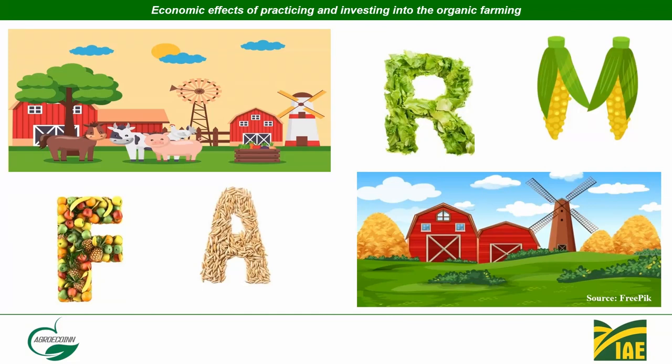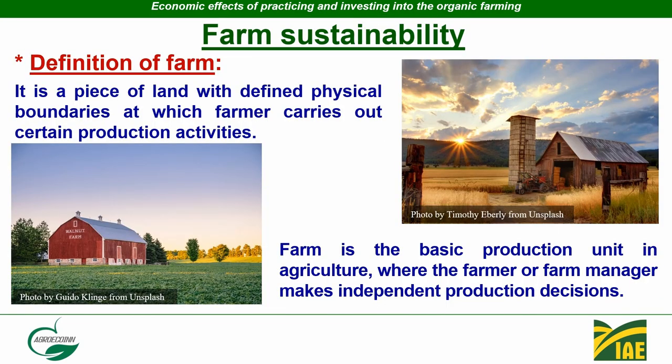By explaining the macro approach to sustainability, it is easy to define sustainability at the micro, that is, the farm level. Before all, there is a need to briefly define the term farm. A farm usually represents a piece of land with defined physical boundaries at which a farmer or agricultural company carries out certain production activities, most often production of primary agricultural products.